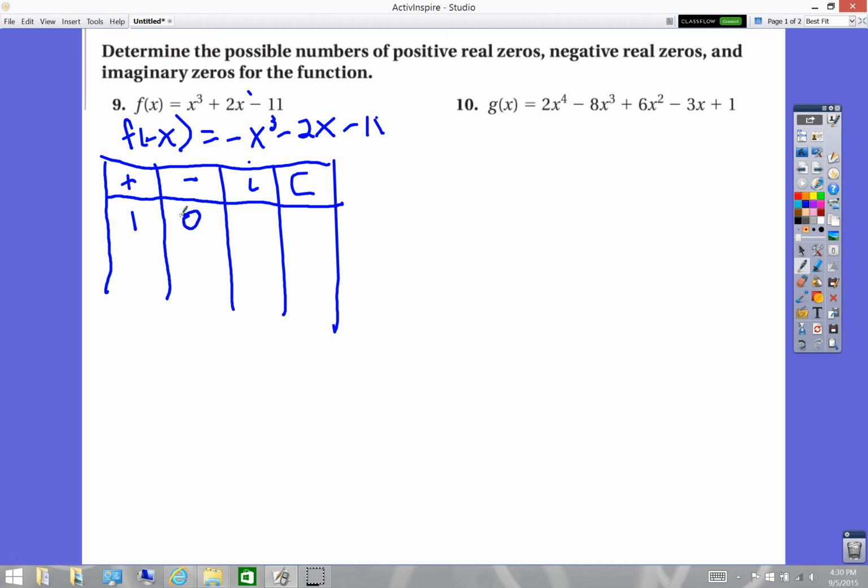So really the only possibility here is you got 1 positive, no negative. There's a total of 3 because it's a third degree polynomial, which means how many imaginary? 2. Okay, this one ought to be a little more interesting.